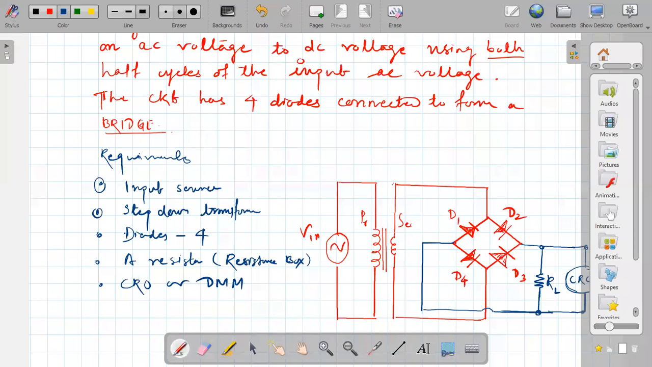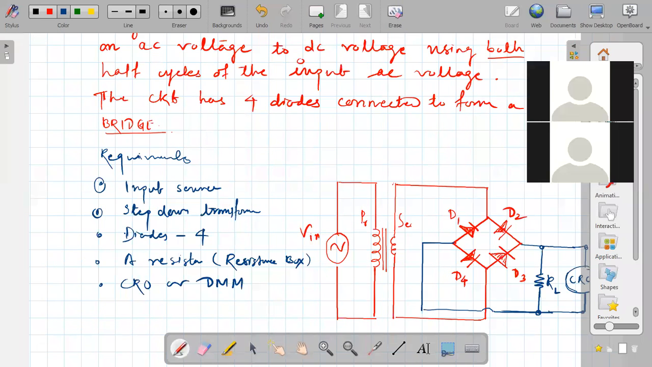Okay. Yes, can you view this diagram? Hello, students. Hello. Can anyone say yes? Hello, students. See your right hand side diagram.